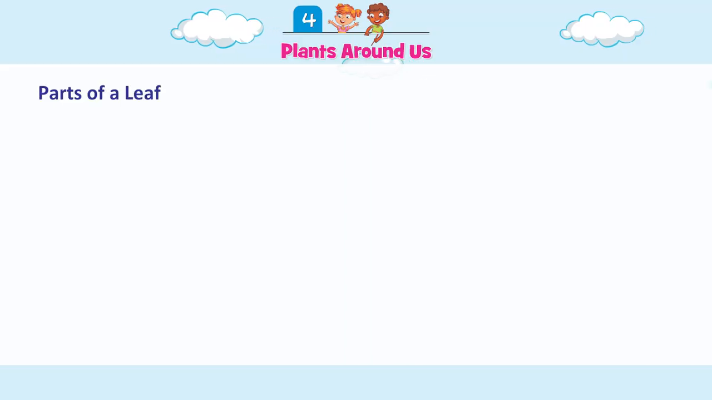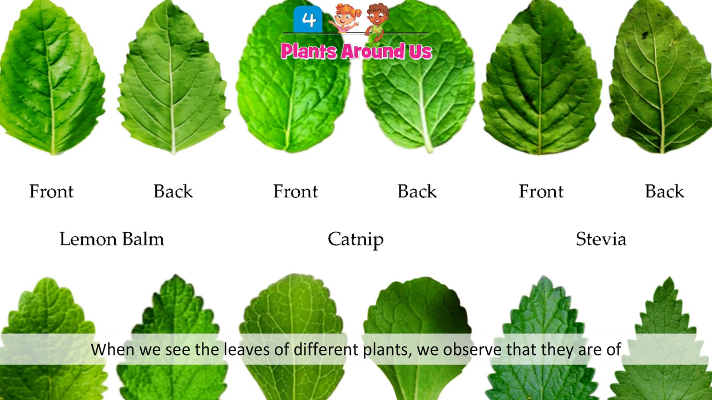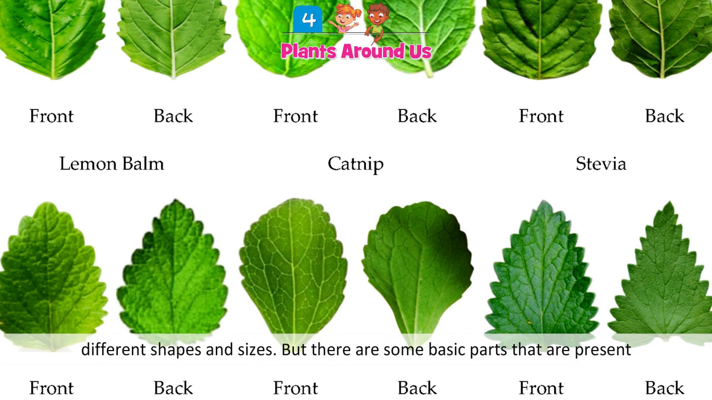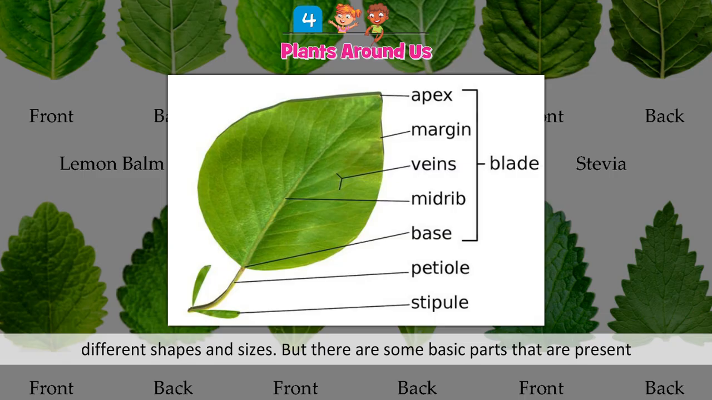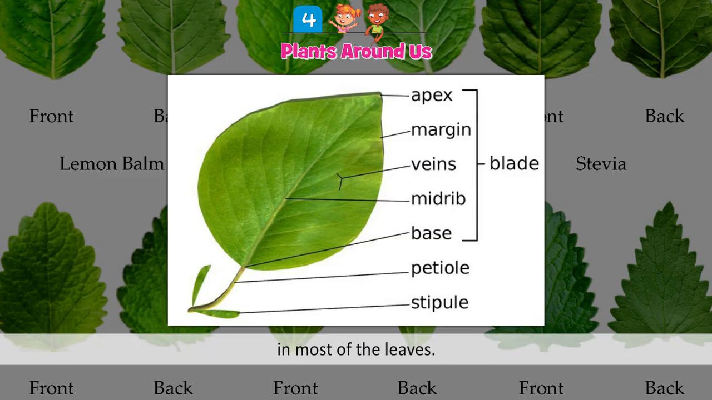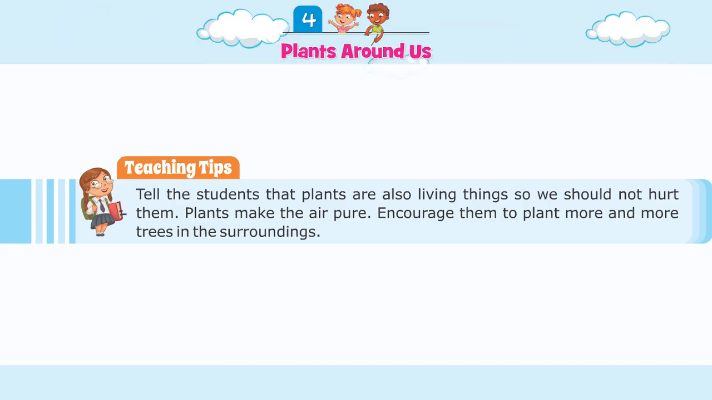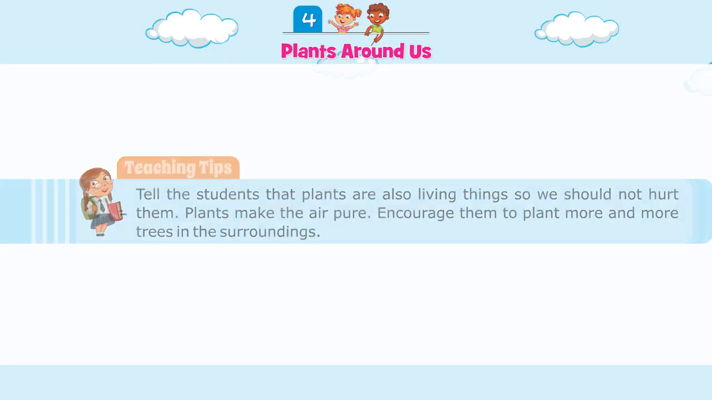Parts of a leaf. When we see the leaves of different plants, we observe that they are of different shapes and sizes. But there are some basic parts that are present in most of the leaves. Teaching tips. Tell the students that plants are also living things, so we should not hurt them. Plants make the air pure. Encourage them to plant more and more trees in the surroundings.